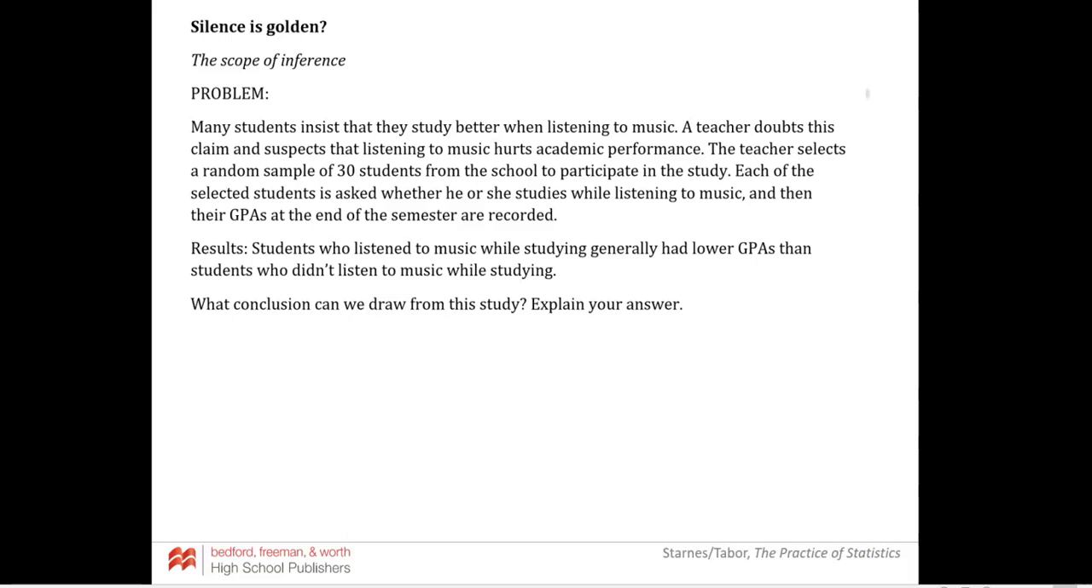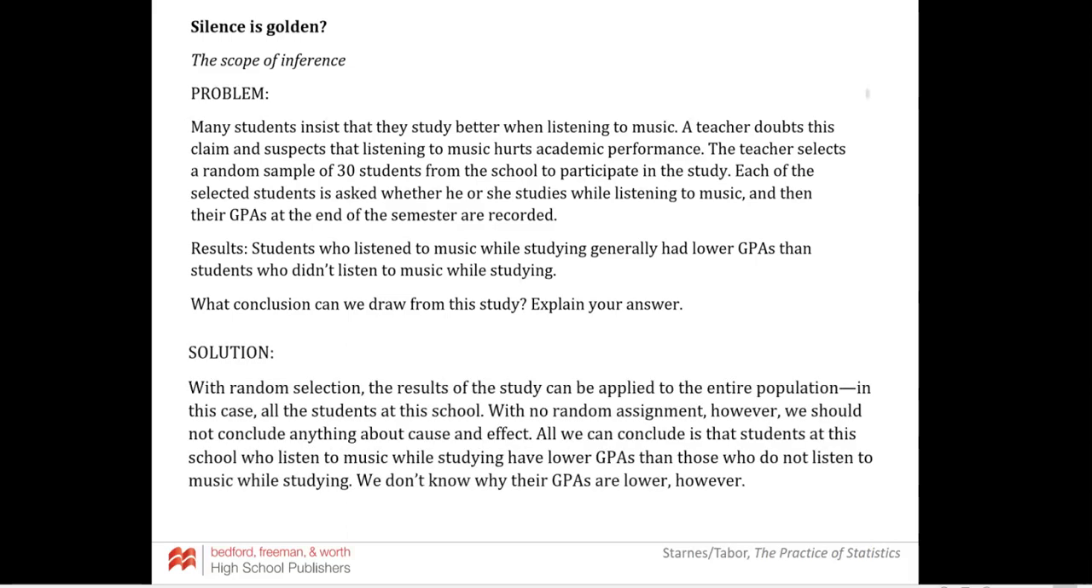What conclusion can we draw from this study? In other words, the scope of the inference. Can we prove cause and effect, or can we make an inference to the population? Those are the two questions. So what kind of selection or random thing would happen here, if any? The teacher selects at random a sample of 30 students. Are these put into treatment groups, like some people get the placebo, some people get a different treatment of some kind? I don't think that's the case. So these were randomly selected students, so we can make an inference about the population, right? With random selection, we can apply this to the entire population, in this case all the students at this school.